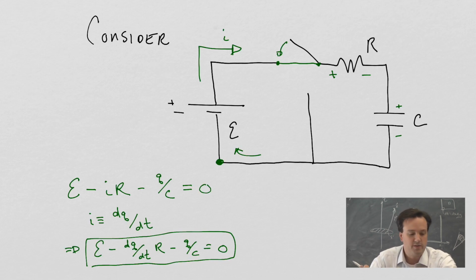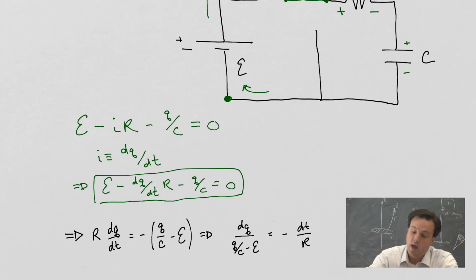Now there is one trivial solution, which is if I just go to the steady state where Q is equal to the total charge that's going to be set up, and if I happen to have that charge on the capacitor at the beginning, then there's no current whatsoever. But that's not terribly interesting. So we're going to start in the situation where there really is no charge built up on the capacitor at all.